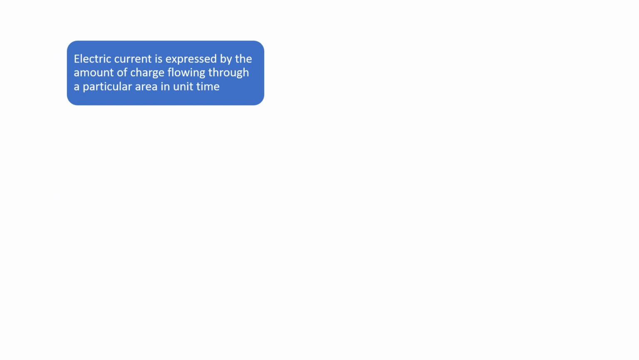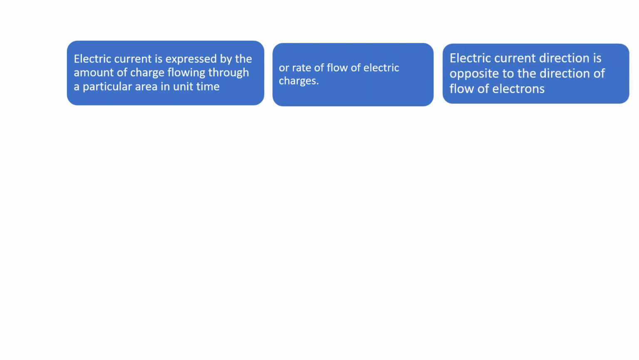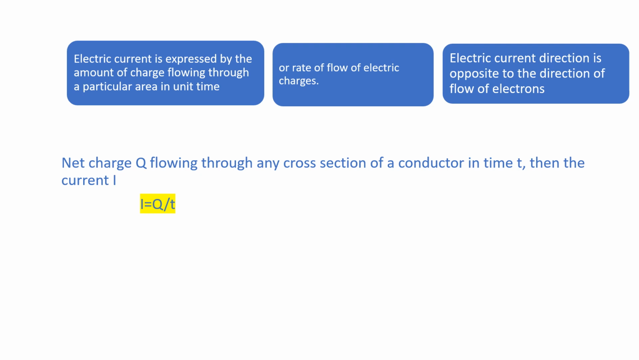We can express the electric current by using the amount of charge flowing through a particular area in unit time, or simply as the rate of flow of electric charges. We always take the direction of electric current as opposite to the direction of electrons. Consider an electric charge Q flowing through a cross section of a conductor in a particular time t. Then the current is I equal to Q divided by t. The SI unit of electric charge is called coulomb.